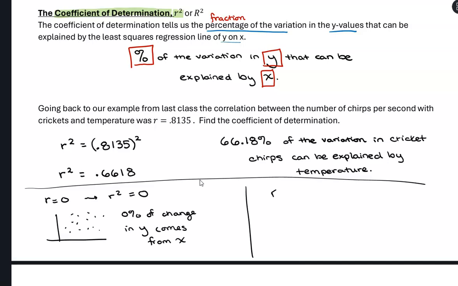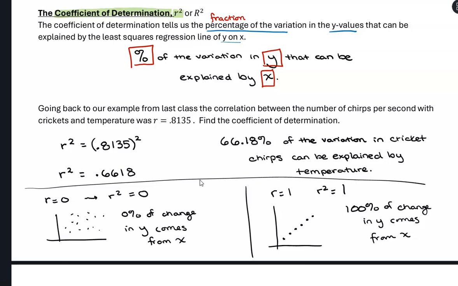And then if we have the strongest association, like r equals 1, well, if we square 1, that's still just 1. So that would mean 100% of change in y comes from x, which makes sense because if it's perfectly linear, they are 100% relying on each other. As x goes up one little bit, y has to respond, and there's no other outside factors. So that's coefficient of determination.